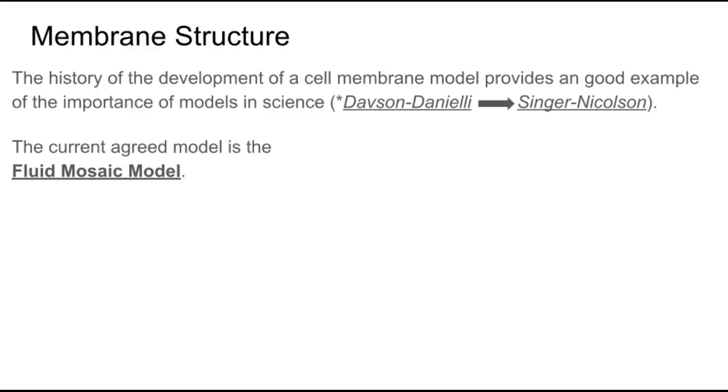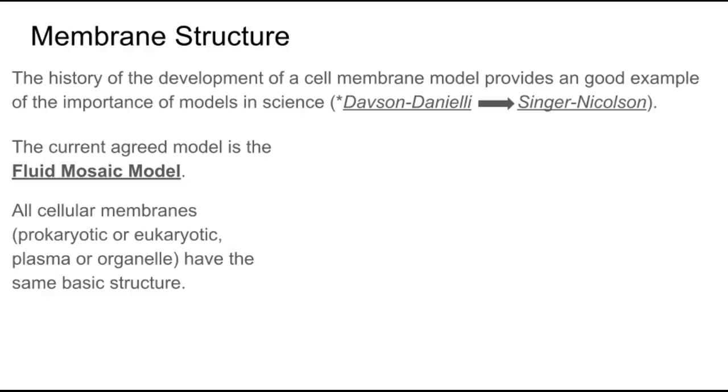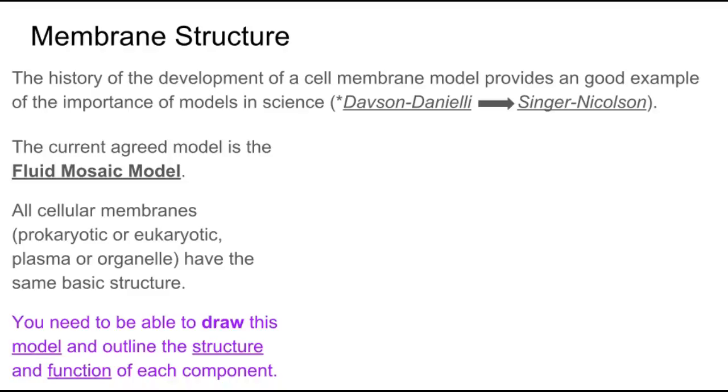The current agreed model for membrane structure is the fluid mosaic model. All cellular membranes, whether they are in a prokaryote or eukaryote, or the outer plasma membrane or internal organelle membranes, have the same basic structure. You will need to be able to draw this model, this fluid mosaic model, and also outline the structure and function of each of the components. So that's what we're working towards.